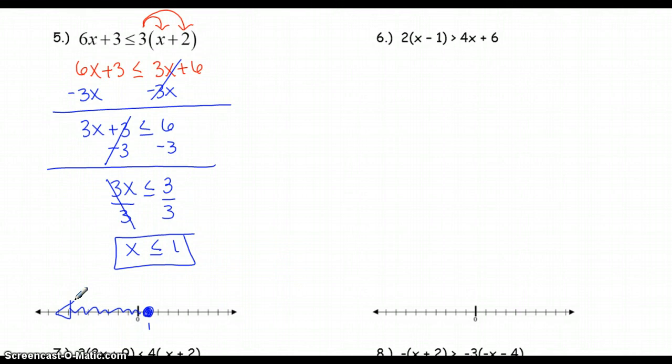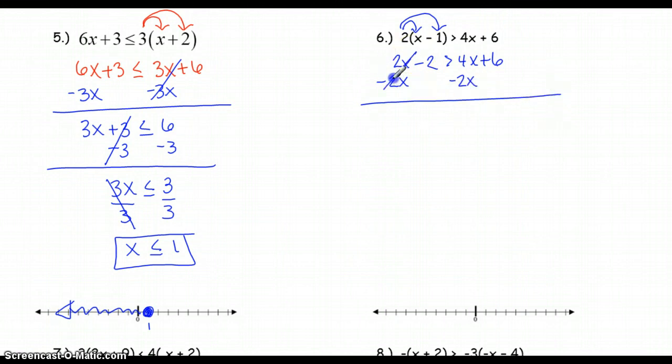Alright, in the next example, it's very similar to the one we just did. So let's go ahead. First thing you're going to need to do is distribute. So we say 2 times x, which is 2x, and then we say 2 times -1, which is -2, and we write down the rest of the problem. Now we need to get our variables on the same side. So I'm going to subtract this 2x from both sides.